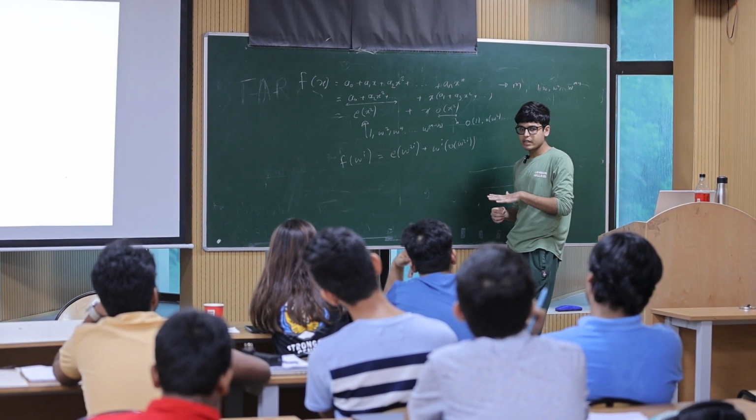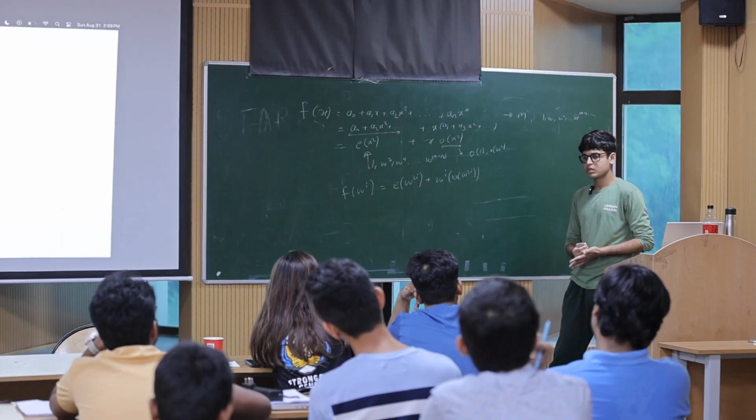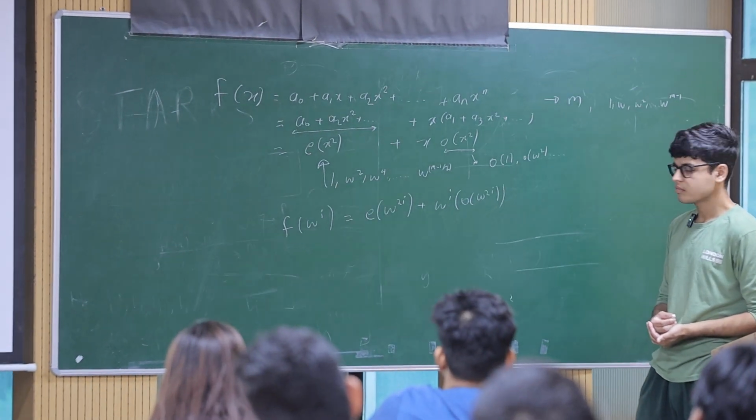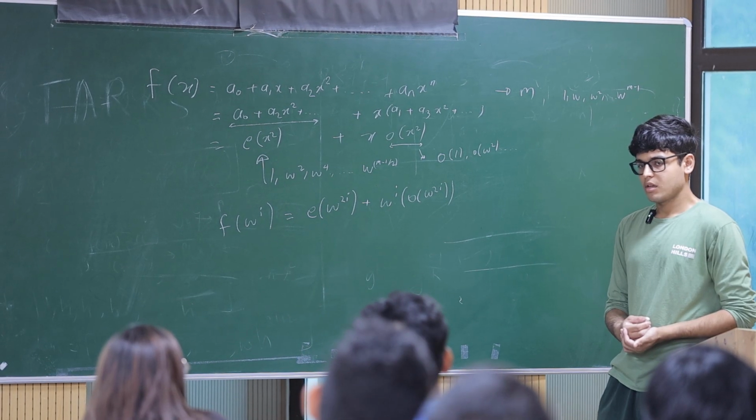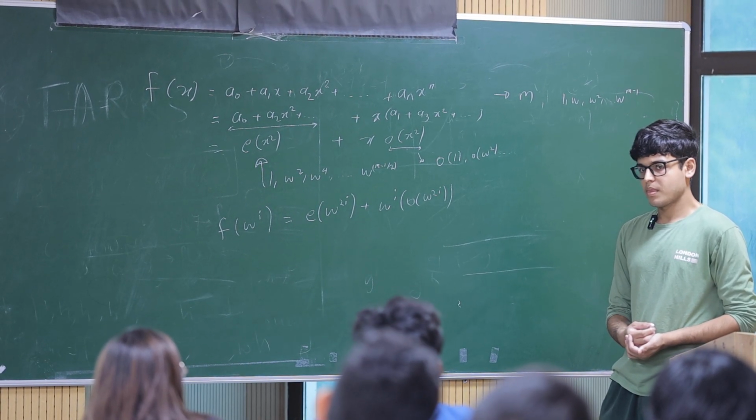Okay, so this was slightly dense. Does anybody have any questions? Anything you didn't understand? Take this equation, like omega squared, omega power 4, till omega m minus 1 by 2.